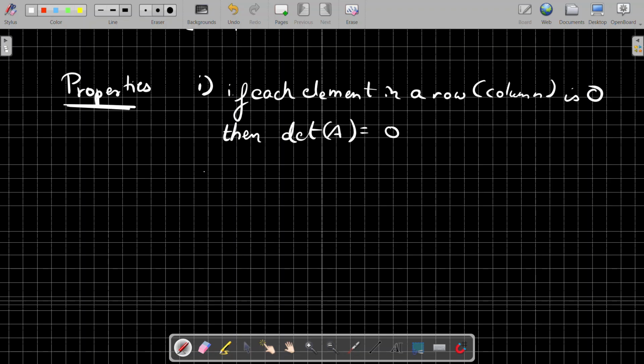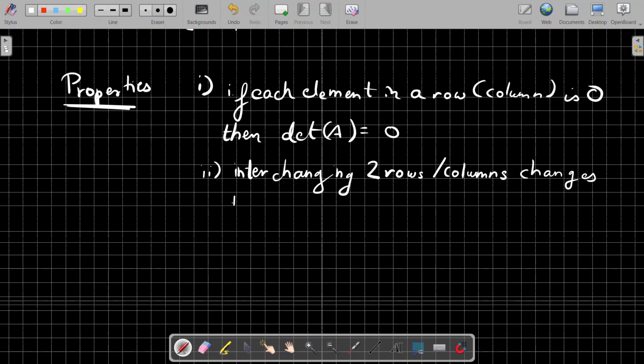Property number 2. Interchanging two rows or columns changes the sign of the determinant. Changes the sign of det A. So what does it mean?